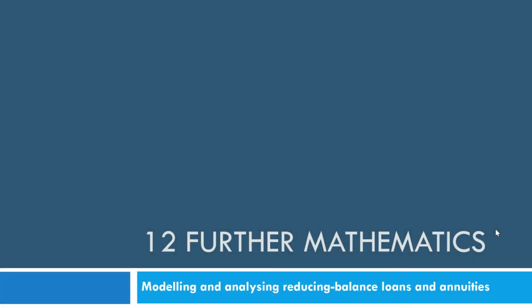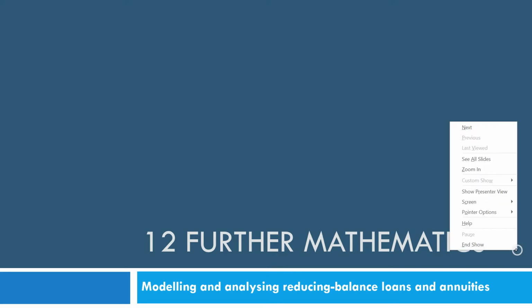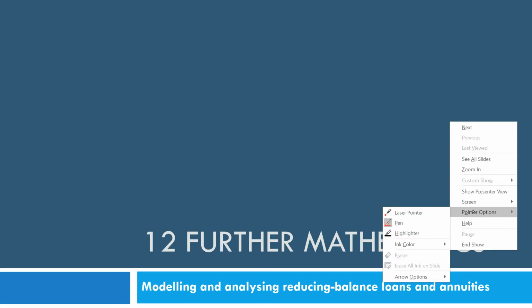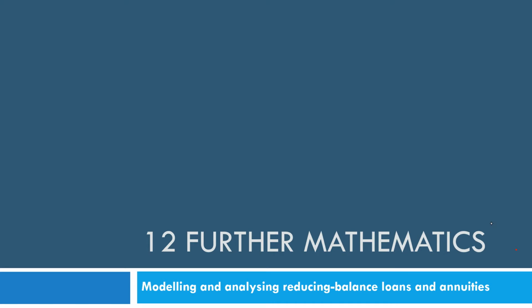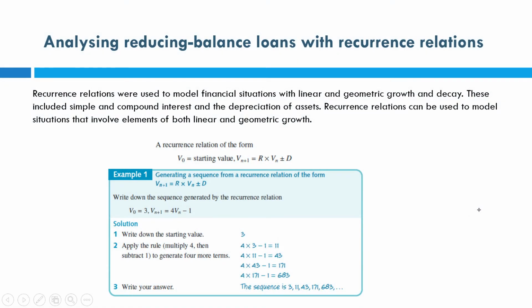Okay, so as we move into chapter 9, we start to use our knowledge from chapter 8 in terms of some application questions. And in some cases, very early in the chapter, we start to look at combining some of the different concepts. So for example, if we have a look at analysing reducing balance loans with recurrence relations, this is where sometimes we have scenarios that involve both linear and geometric growth. So it's a combination of both.